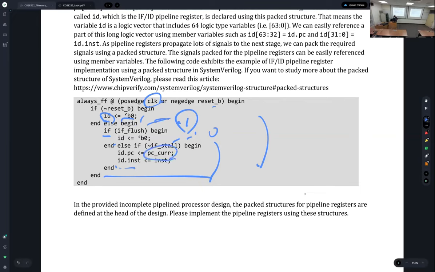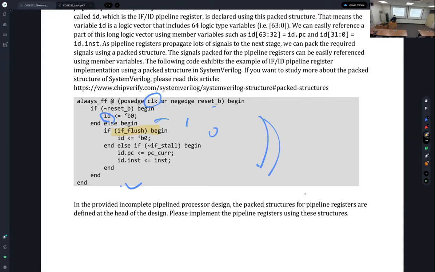The current PC and instruction are in the instruction fetch stage, and at the rising edge of the clock, these signals are propagated to the next stage, the ID stage, right? That's why the names of these pipeline signals become ID_PC and ID_inst, which means that these are the signals in the ID stage, right? Understand? So we can implement the pipeline register like this. At the rising edge of the clock, signals are propagated to the next stage. And also, the pipeline register can receive several control signals.